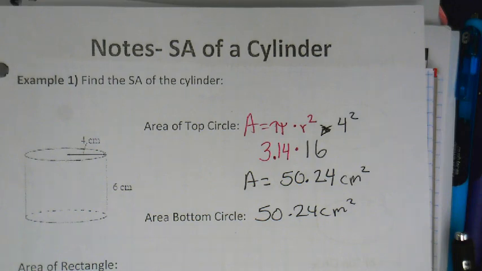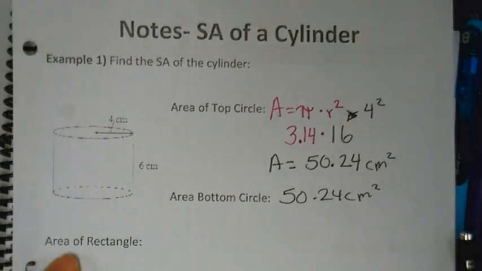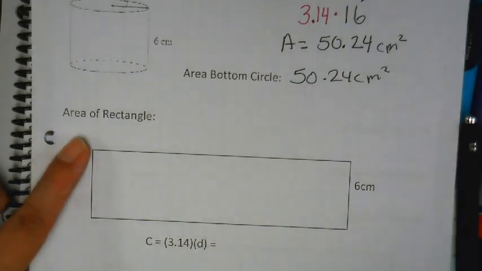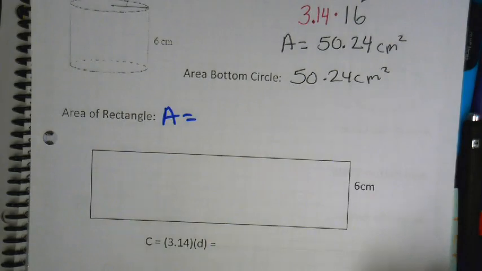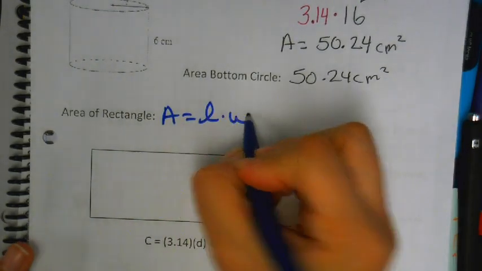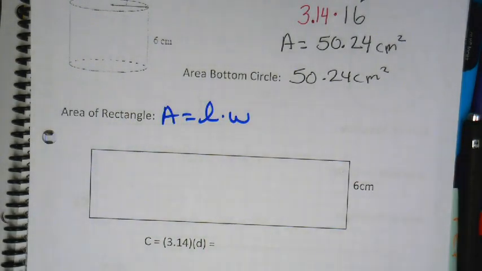Okay? Now, it says area of the rectangle in the middle of the worksheet. The area of the rectangle here. How do I find the area of a rectangle? You had it on your do now. Length times width, right? Basic. Now it's basic.